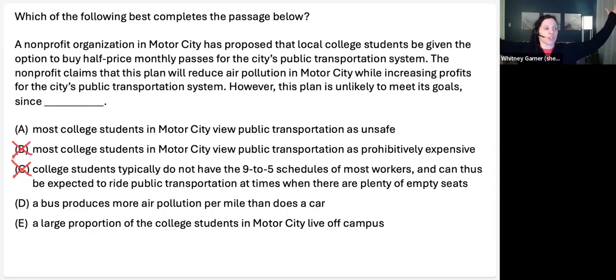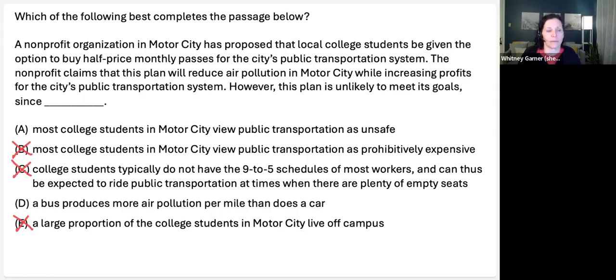E, a large proportion of college students live off campus. Oh, well, that makes this surprising then, because if there are all these kids that live off campus, they would need public transportation. Right. And so if they need public transportation, maybe my plan would work. Okay. So B, C, and E all sort of increase my surprise. All of these make me think that this is weirder.